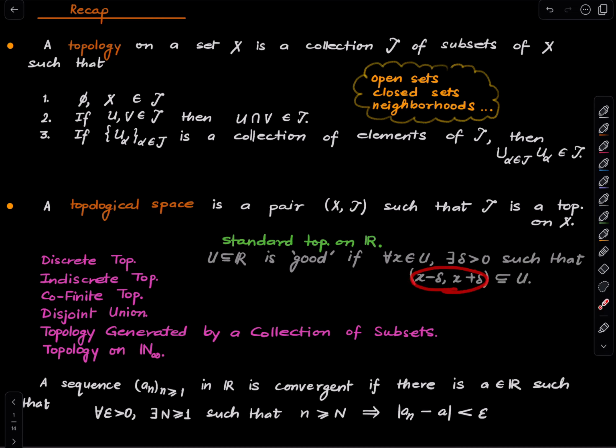So this is the open interval centered at x of length 2 delta. This is contained in U. This is the same as saying that U can be written as the union of some open intervals. That's exactly what it says.